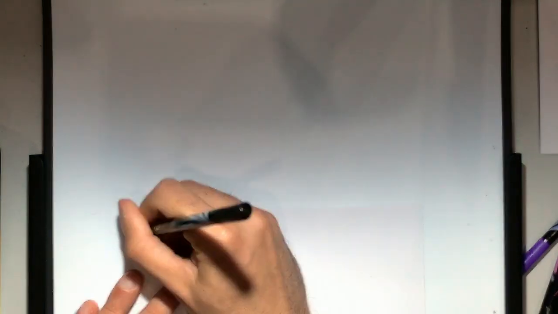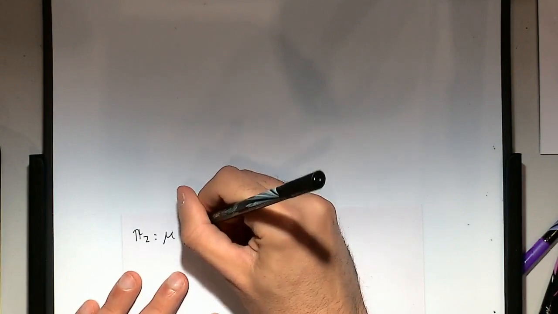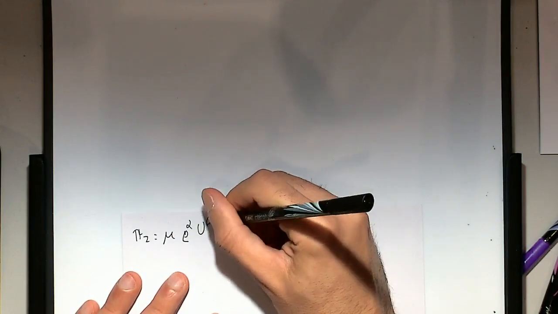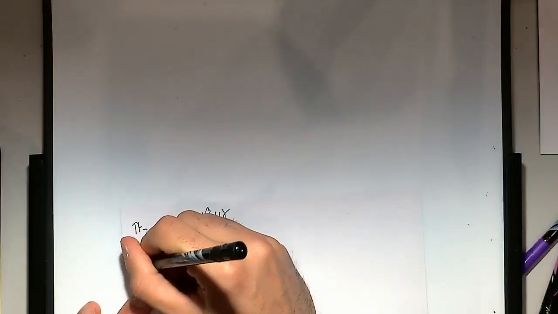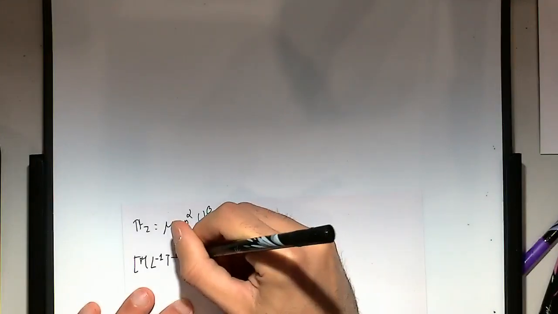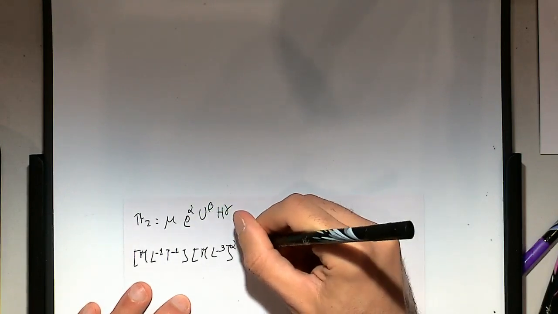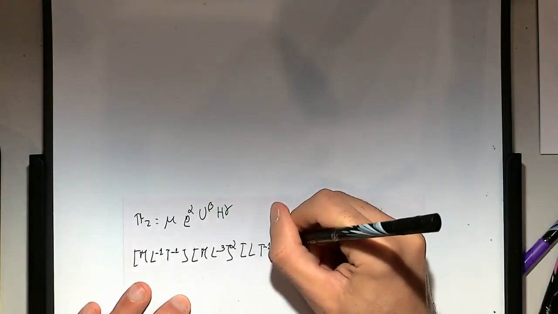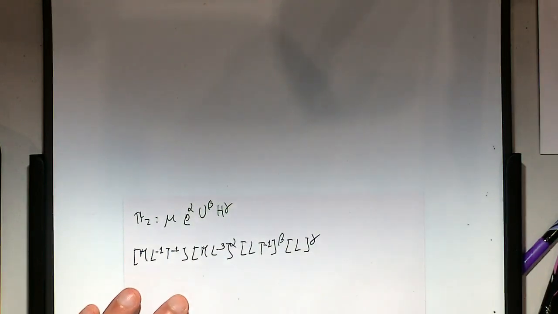Second group. Pi 2, which was mu, rho power alpha, u power beta, h power gamma, which is mass length minus 1 time minus 1, mass length minus 3 alpha, length time minus 1 beta, length gamma. We play exactly the same game.